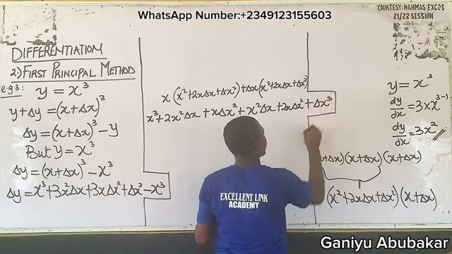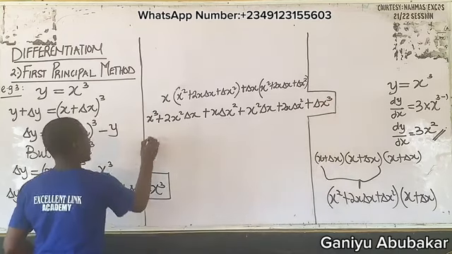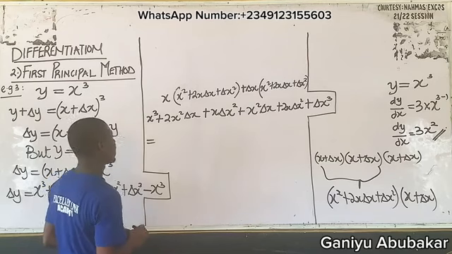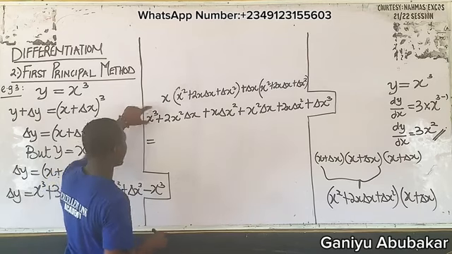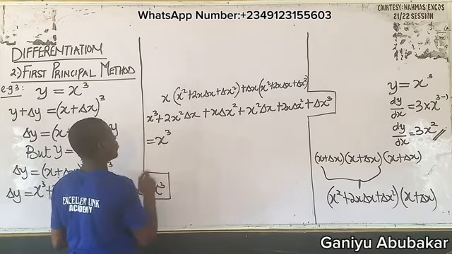So I have this. At this point, I can see like terms, right? What are the like terms here? Of course, x cubed remains the same, x cubed.